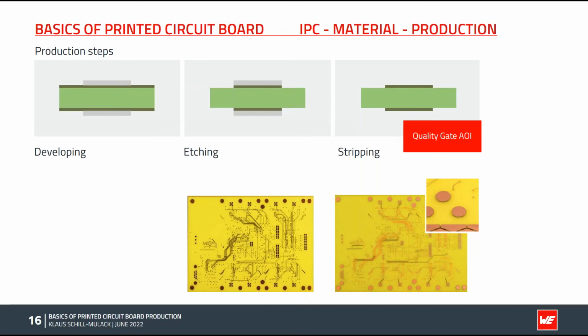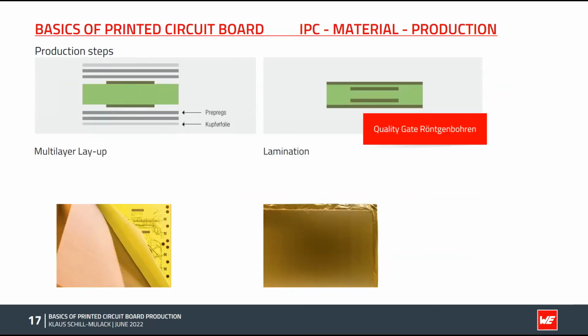We will have here the first quality gate, which is called automatic optical inspection. All inner layers run through this quality gate and through inspection. After that we come to the multi-layer layup.